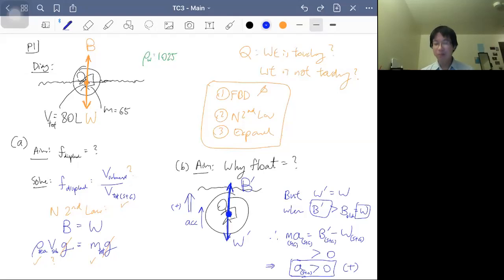The blue part on the bottom right corner is exactly why. It's because the force of buoyancy, the B prime, is larger than the W prime, which means there's an unbalanced force, and by Newton's second law, there's an acceleration that goes up.